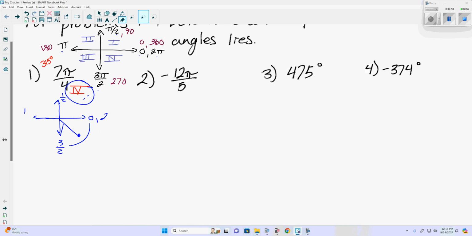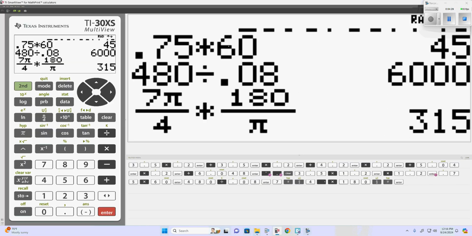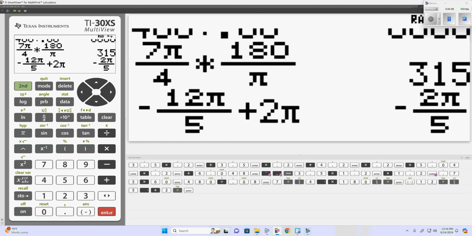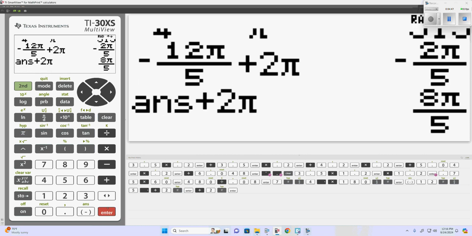So if we look at number 2, negative 12 pi over 5, one thing that's going to be helpful for us is to get this to a positive angle. And to do that, for negative 12 pi over 5, we're going to add 2 pi to it, because we want to try to get this between 0 and 2 pi. It'll still give us a negative angle, so we'll add 2 pi again. 8 pi over 5 is going to be between 0 and 2 pi, because 2 pi for us would actually be 10 pi over 5. 10 over 5 would be 2.